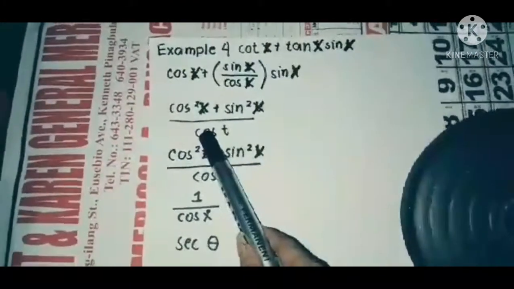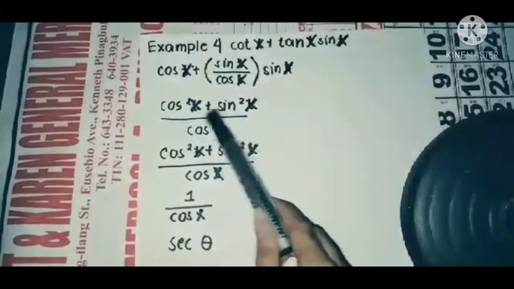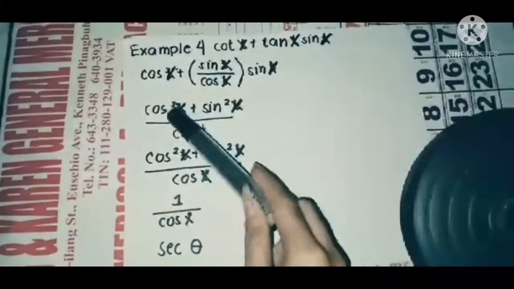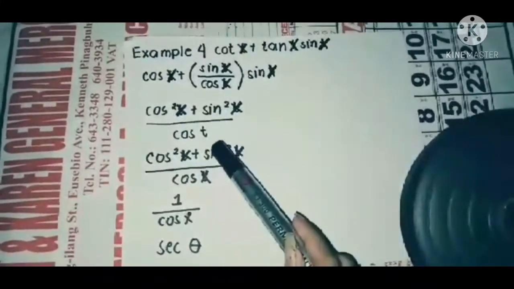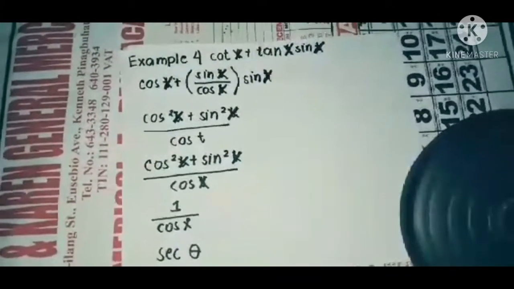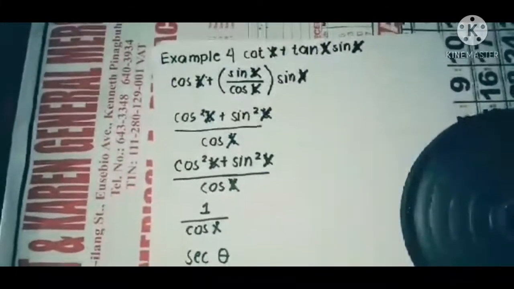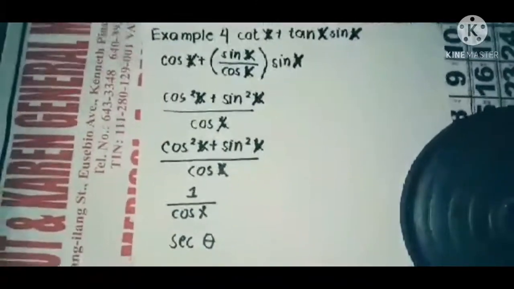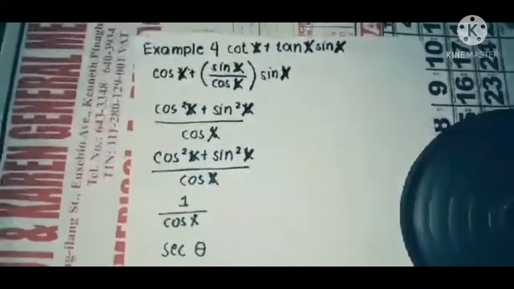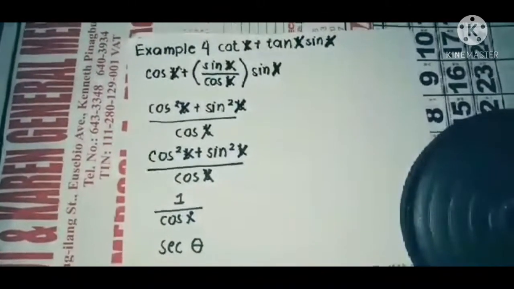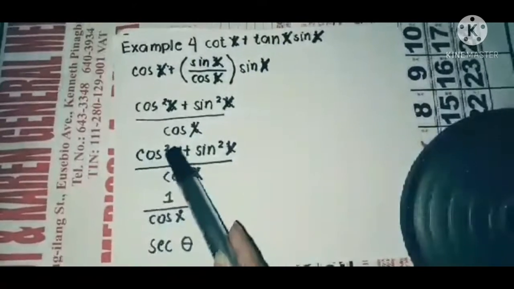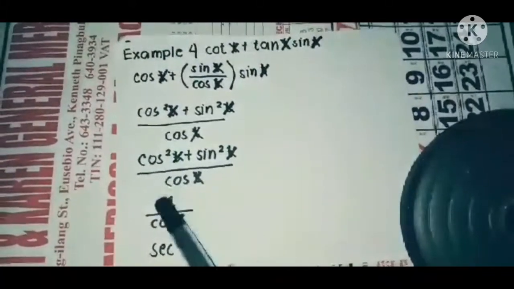The second step is we need to write a common denominator. So we have the expression cosine squared x plus sine squared x over cosine x sine x. After that, we use the Pythagorean identity here, and we come up with another expression: 1 over cosine x sine x.